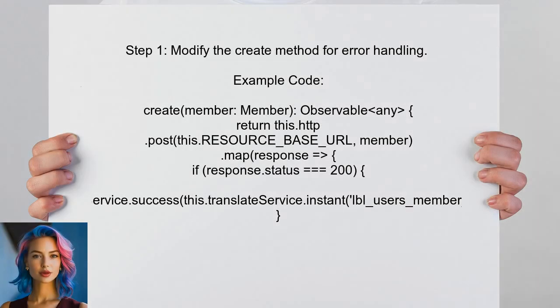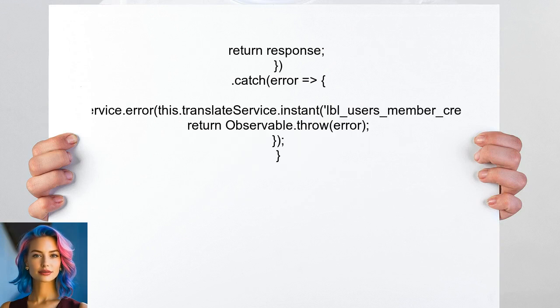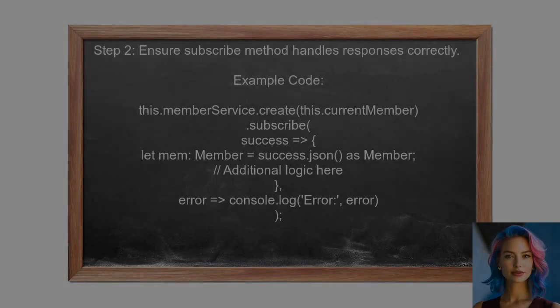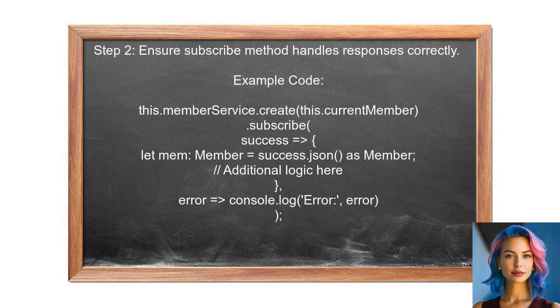To address the issue, the user should first ensure that the error handling in the observable is set up correctly. The user needs to modify the create method to properly handle errors before returning the response. Next, the user should ensure that the subscribe method is correctly handling the success and error responses. The user must check if the error is being thrown properly from the create method.